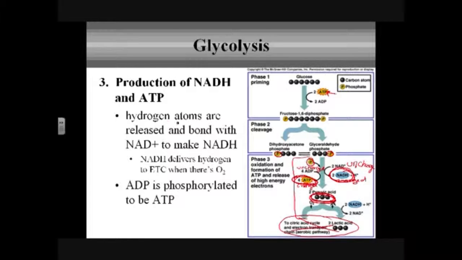So ADP is phosphorylated. Remember that phosphorylated, that word again, is just adding phosphate. So here we have the ADP adding phosphate to become ATP. Diphosphate becomes triphosphate, 2 becomes 3. And in the end, we have those 2 pyruvic acid molecules, 2 pyruvates, and they're going to be what moves on into the next process.